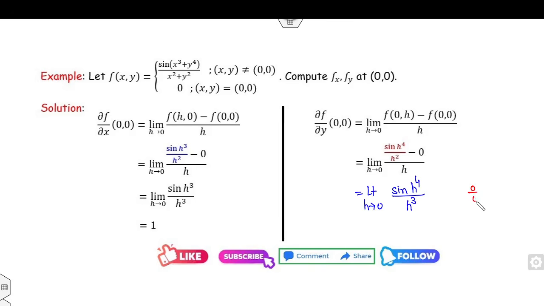Now how can you do that? First of all, it's a 0 by 0 form. Either you can apply the L'Hopital rule, otherwise I can again use the same formula: sin x over x is 1. So I can multiply this quantity by h and divide by h. It's sin of h to the 4 into h. This value will be 1, this value will be 0. So the answer is 0.